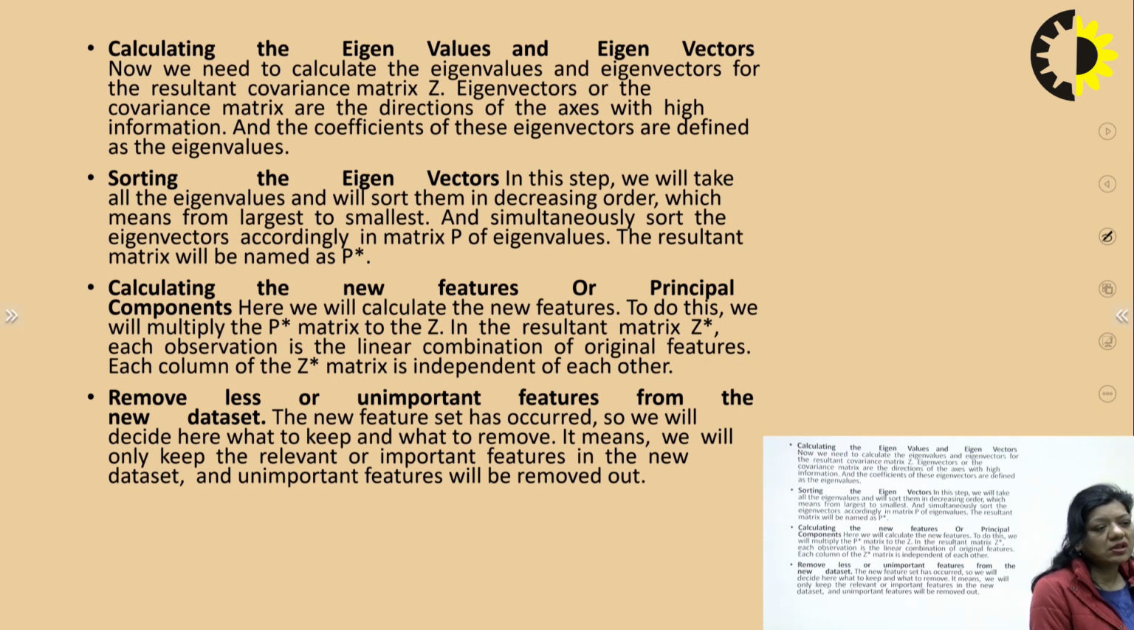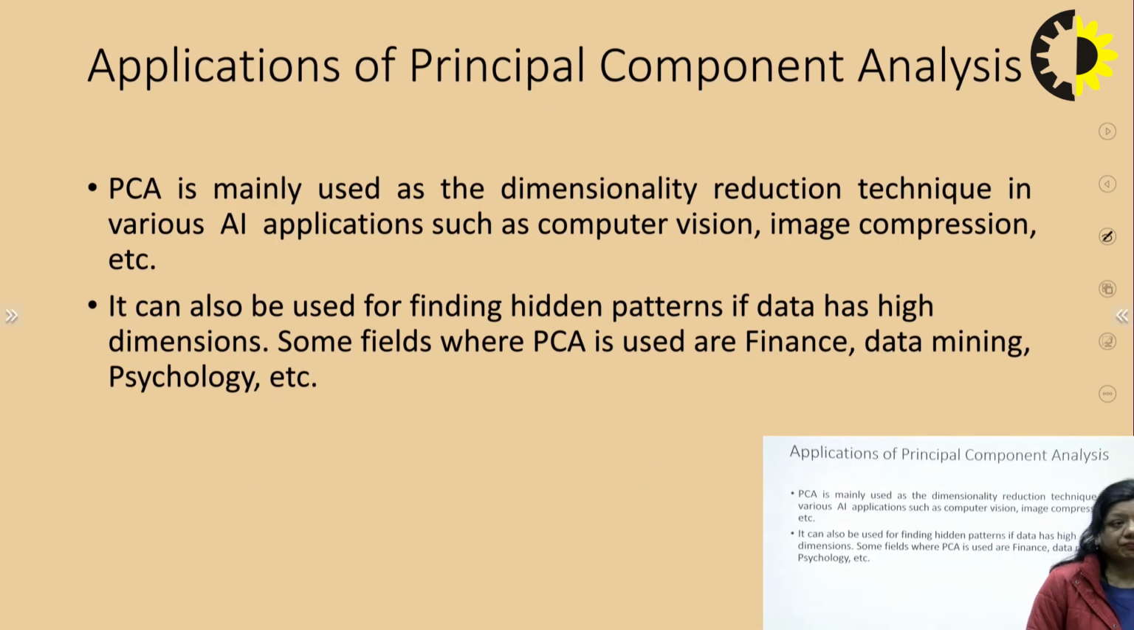Each observation is a linear combination of the original features, and each column of the Z star matrix is independent of each other. Now remove less important features from the new data set. The new feature set has been obtained, so we will decide here what to keep and what to remove. It means we will only keep the relevant or important features in the new data set, and the unimportant features will be removed.